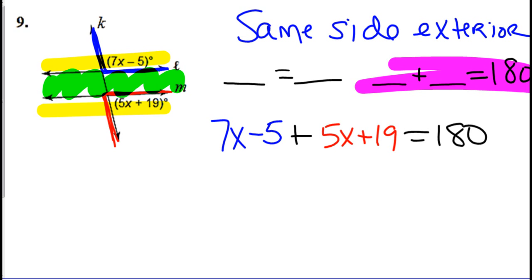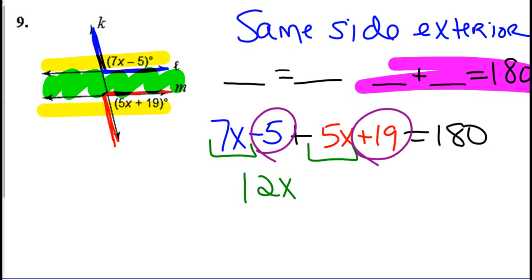At this point, we've got everything set up, so all we really have to do is a little bit of chicken, lettuce, tomato, CLT, combine like terms, however you want to say it. It all means the same thing, right? 7x and 5x is a 12x. And then I am going to, we'll go purple. I've got a negative 5 and a positive 19 gives me a positive 14. That equals 180. And then I just have to solve from here on out.